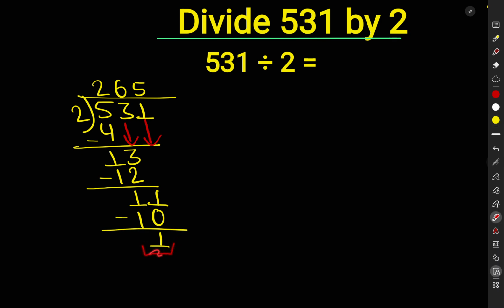So now this 1 is less than 2 and there is no other number to put it down. So we take here decimal so that we put 0. So it is 10 and 2 times 5 is 10. On subtracting we get 0. So 531 divided by 2 is 265 decimal 5.